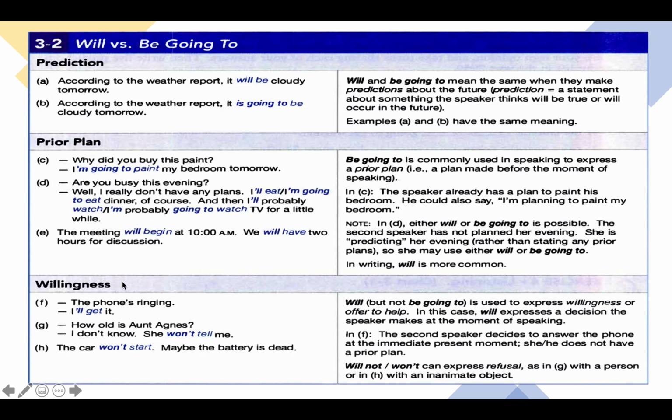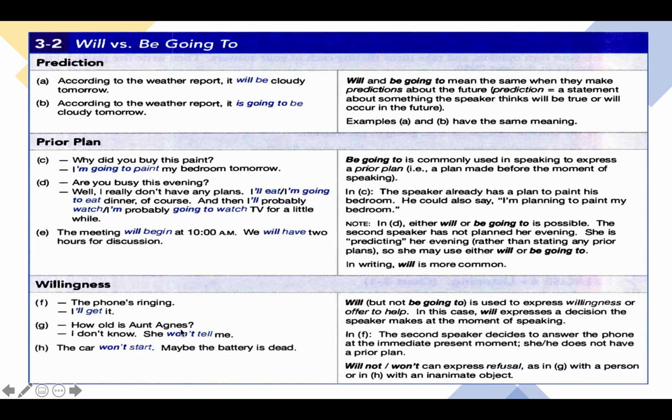Finally, we have the last situation, which is called willingness. It means the desire to do something. Willingness, desire to do something. So, for instance, here we have a situation. There is a meeting. The people are sitting somewhere, and then a phone is ringing. Somebody among the people present says, I'll get it. Which means that he expresses his or her desire to answer the phone. So that's what we mean by willingness, right?